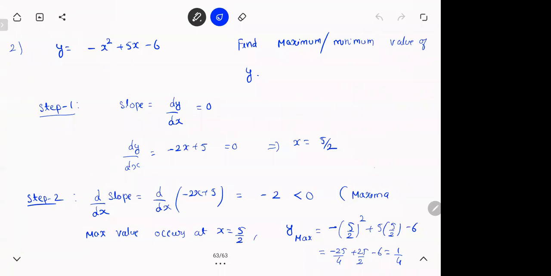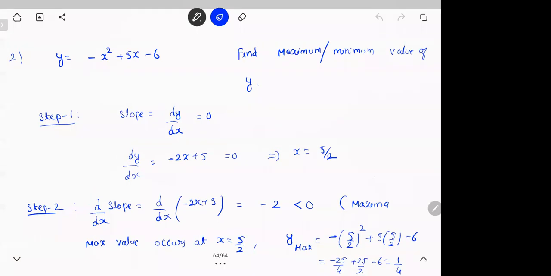So that is the thing. Now let's see the graph, how it looks.